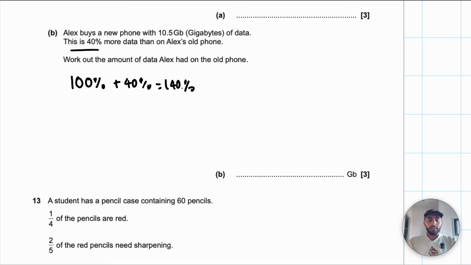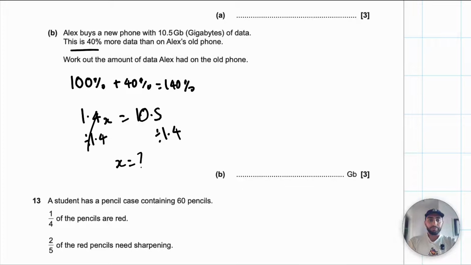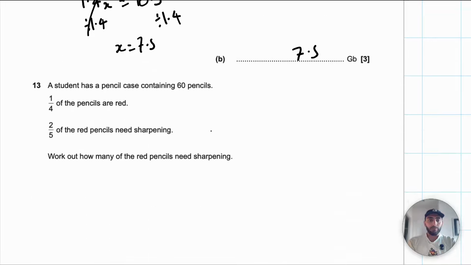What is 140% as a decimal? We divide it by 100, which is 1.4. So this 1.4 got multiplied by something, the amount of data on Alex's old phone. So that's equal to x, and that's going to be equal to the new amount that we have, 10.5. To solve this, x is being multiplied by 1.4, so we need to divide by 1.4. 10.5 divided by 1.4 gives me 7.5. If you want to check this one, you could increase this by 40% and you should get 10.5.